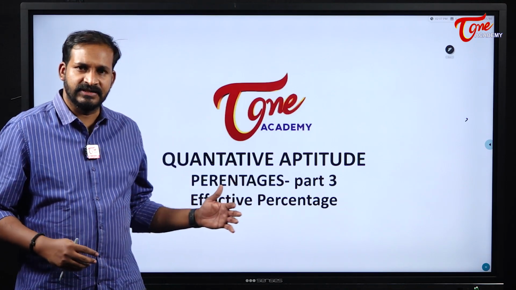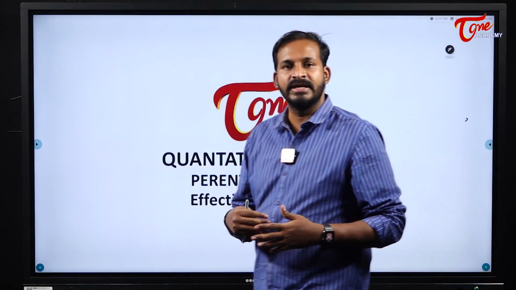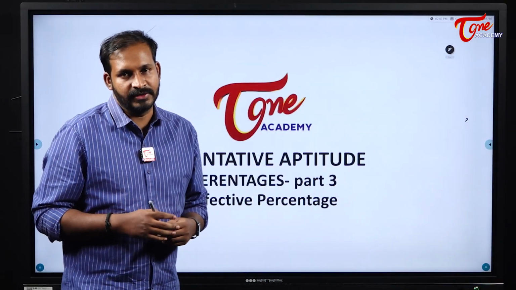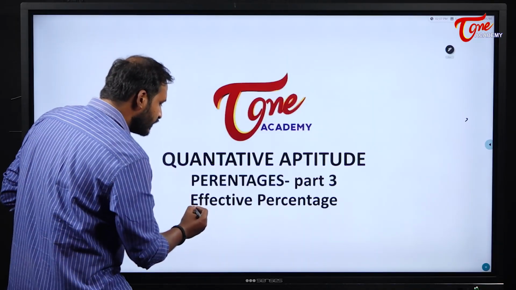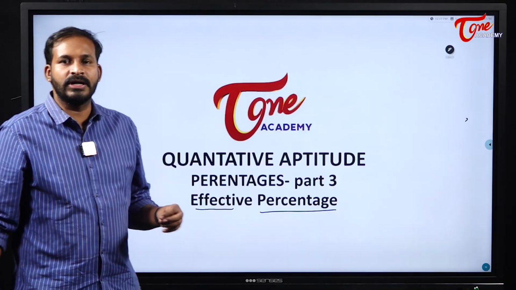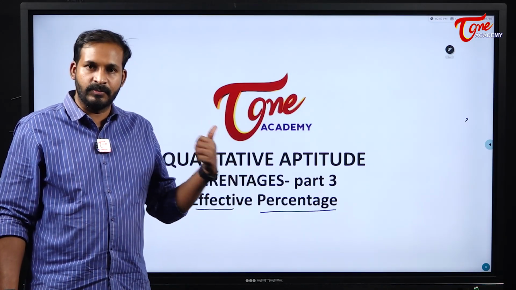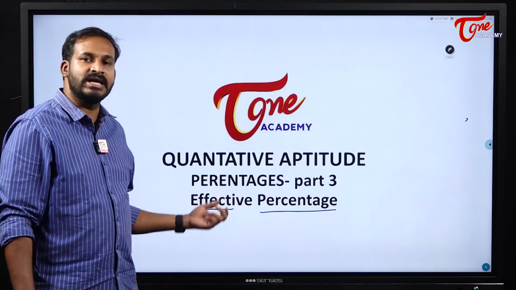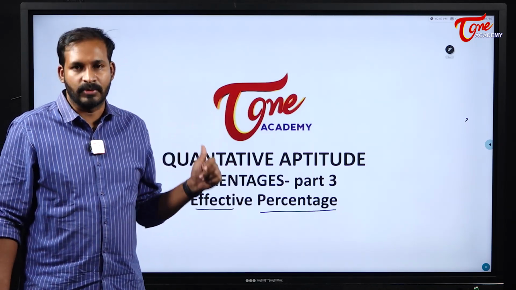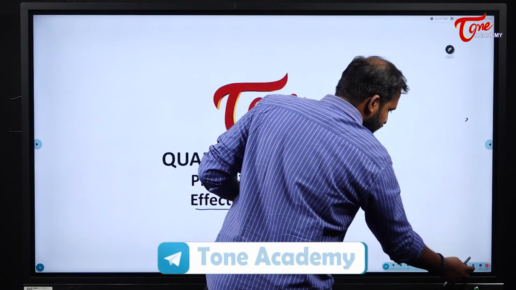In our last session, we started discussing percentages. Today we will see some more concepts from percentages which are very important for most competitive examinations. Today we are going to discuss effective percentage. This is very important not only from a percentage perspective but also later in a concept called profit and loss, where we will apply this effective percentage concept. So we are going to see some of these percentage things.